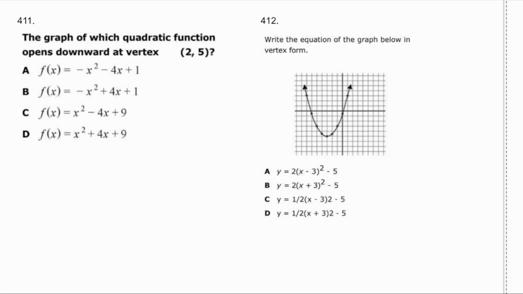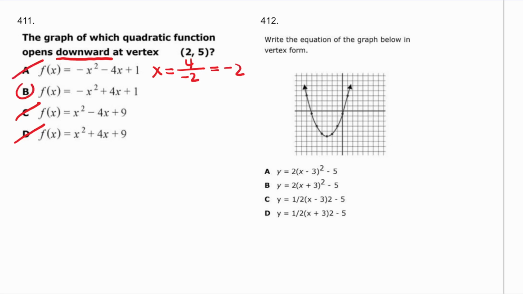On the next page, we've got more parabola questions. It's saying, which quadratic function opens down? Okay, that's going to be helpful. If it opens downward, we can get rid of the ones with positive x squared because the leading coefficient would need to be negative if it's going to open down. And then the x-coordinate of the vertex equals 2. So maybe I'll say x equals negative b, so that's positive 4 over 2 times negative 1. That's negative 2. So that one's out too, so I know it's going to be b.